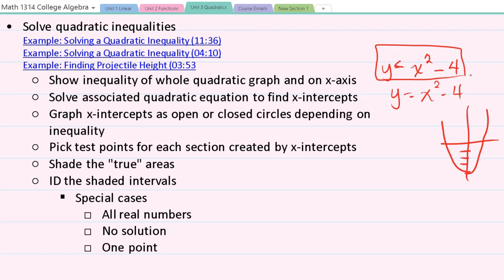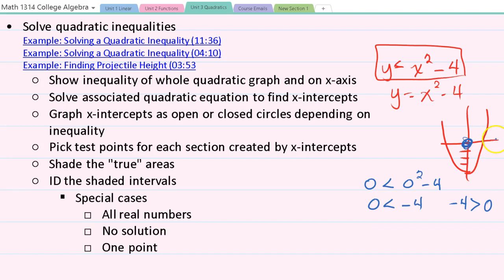For our parabola here, let's pick a point inside the parabola, such as the point (0, 0), and check to see if it works. Is 0 less than 0 squared minus 4? So is 0 less than negative 4? Remember, this also says, is negative 4 greater than 0? The answer is no, so we will not shade the inside of the parabola.